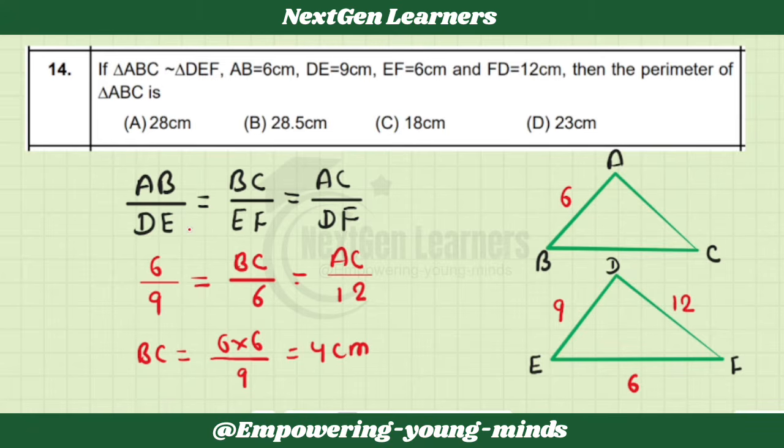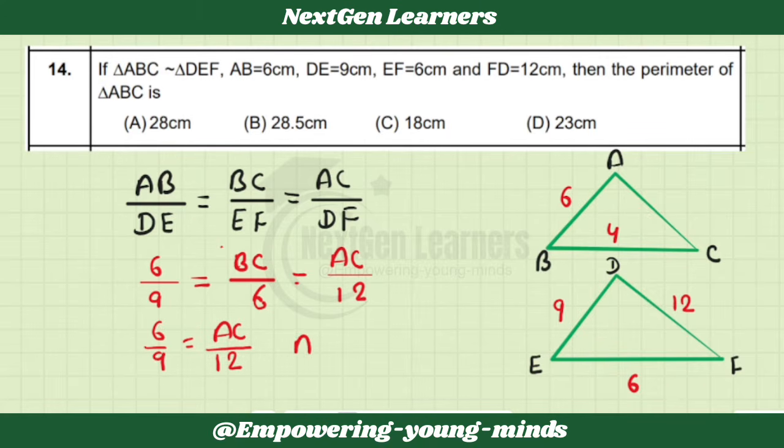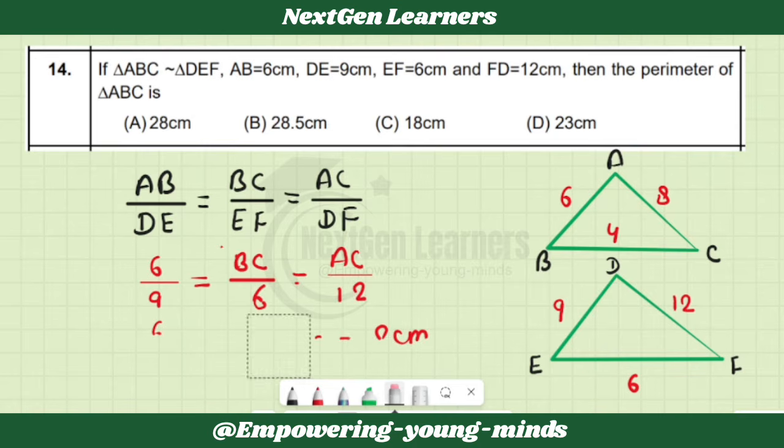So now my BC is 4 centimeter, and if I take these two, 6 upon 9 is equal to AC upon 12, so I'll get my AC as 8 centimeter. So AC should be 8 centimeter. Now if I want to calculate the perimeter of a triangle, as we know, the perimeter of a triangle is the sum of its sides.